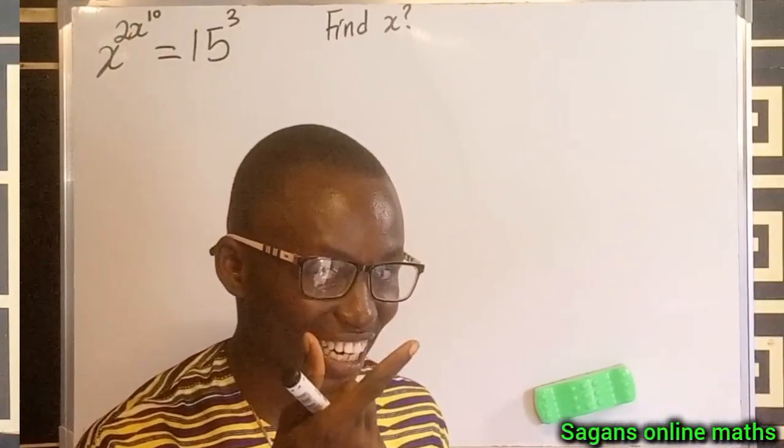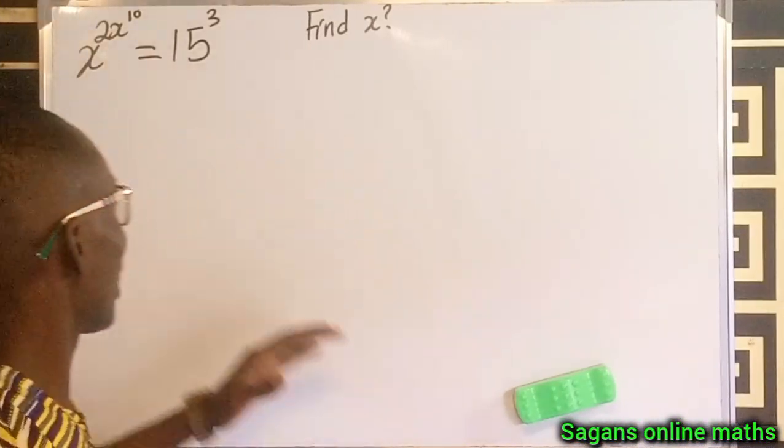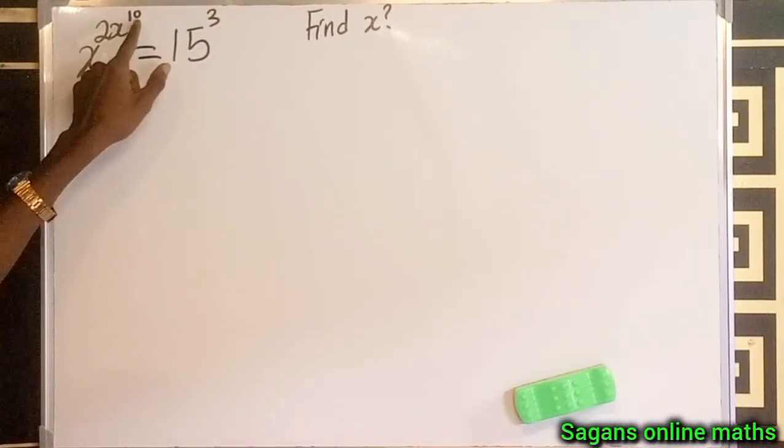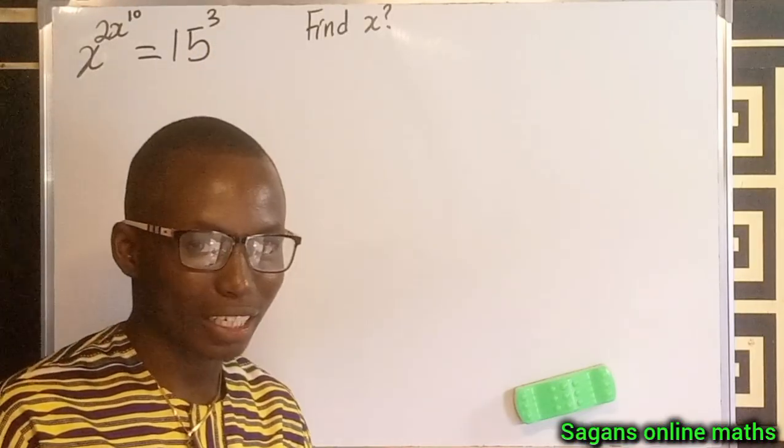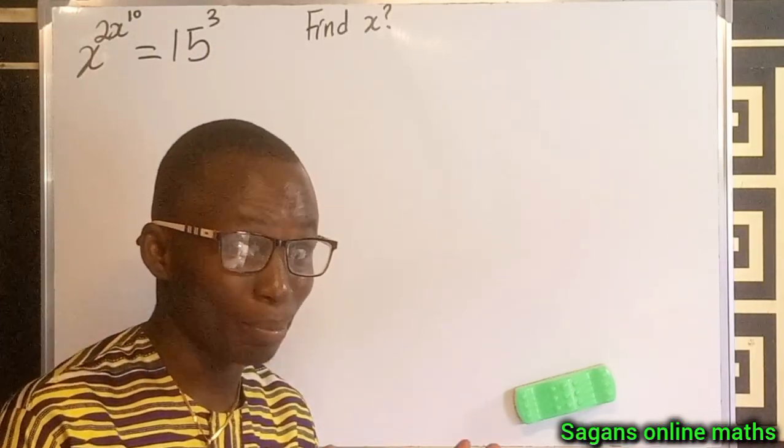Have you seen case 1? Very interesting, amazing, right? Let's consider case 2. Now this is x to the power of 2x to the power of 10 equals to 15 to the power of 3. We are asked to look for the value of x. Now let's see how method 2 is going to be amazing.